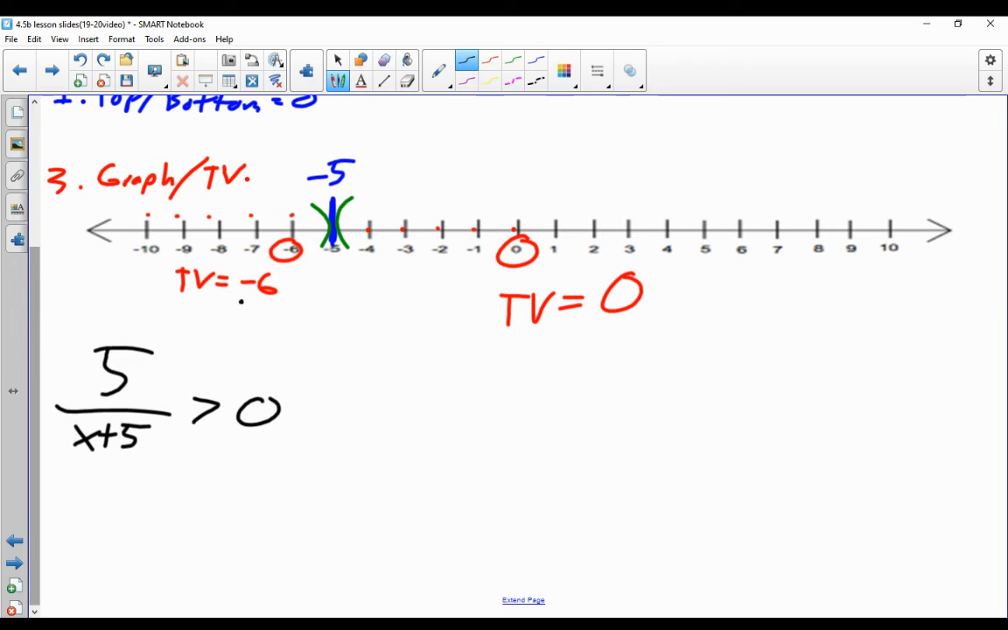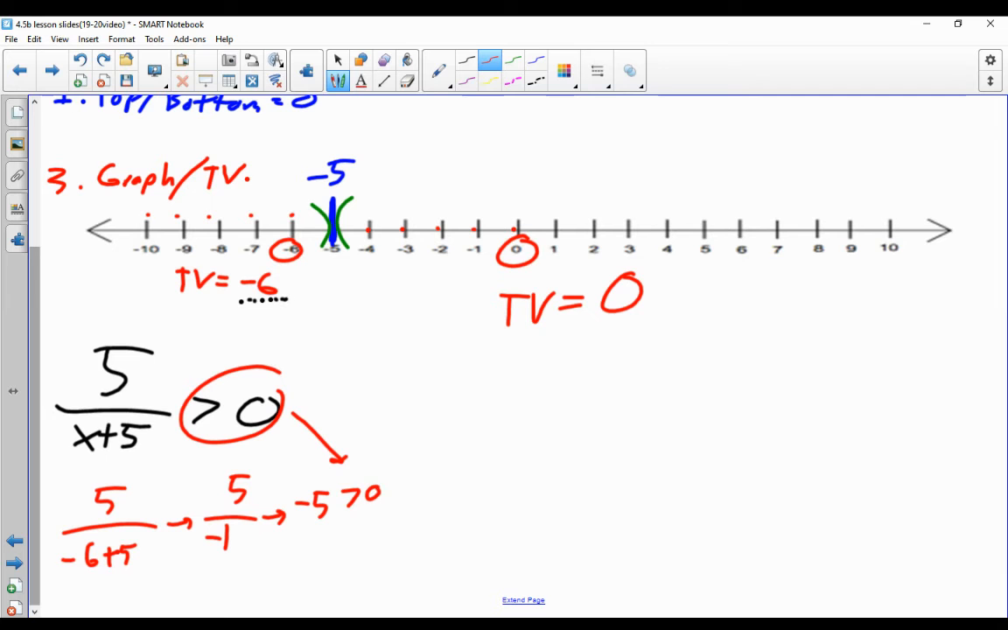So from there, we'll plug in our first value of -6 and see what happens. So in other words, 5 stays 5 on top. On bottom, we'll get -6 plus 5. Simplify, 5 on top, -6 plus 5 is -1 on bottom, and that simplifies to -5. But is that greater than 0? -5 cannot be bigger than 0, so that interval fails.